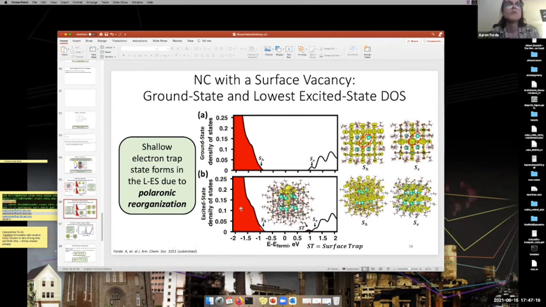Oh, it's very important. So I guess the comparison would be the panel on the top. So it's the same defect, but without any charge in the conduction band. So without having the charge in the conduction band, you don't see the surface trap state. And I attribute that to nuclear reorganization, or so like a polaron.